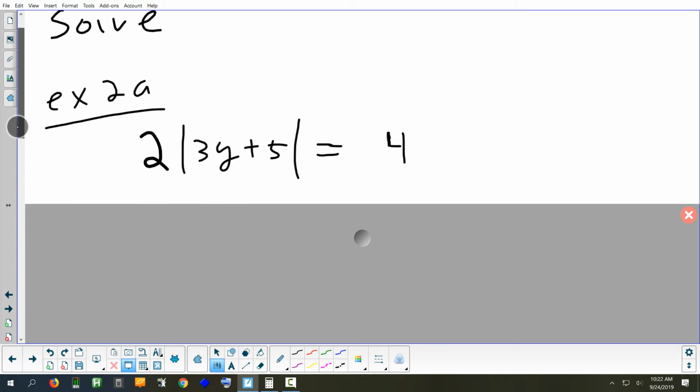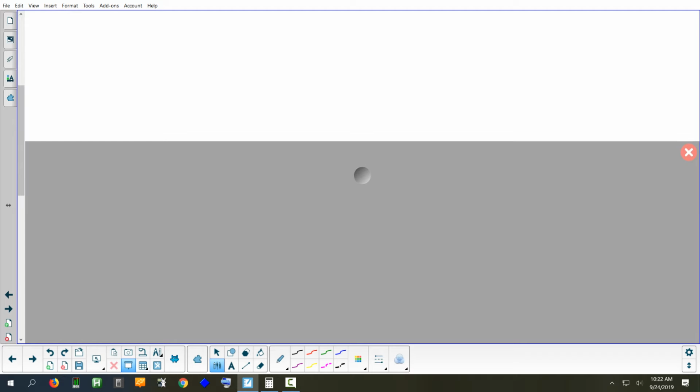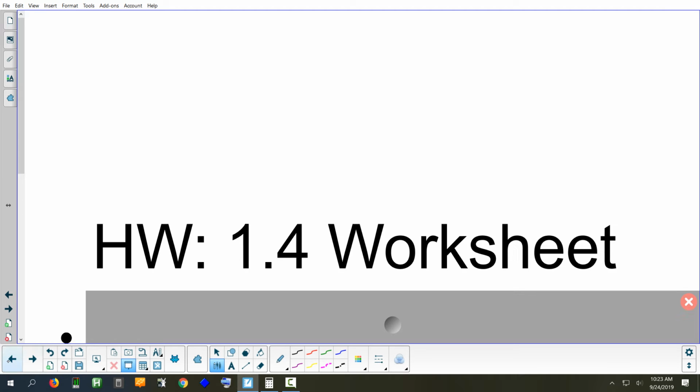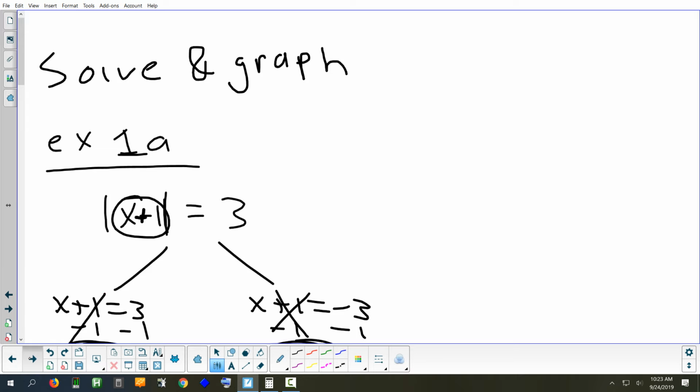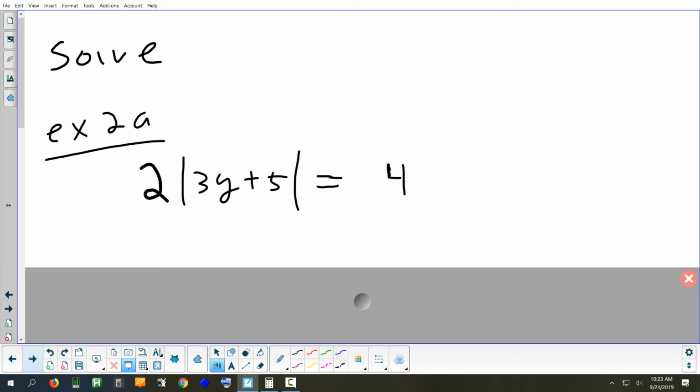All right, let's look at this one. So this is our second to last problem. First thing we got to check for is, is the absolute value by itself? No, it's not by itself. What's preventing it from being by itself? The 2. That's a number that's attached.